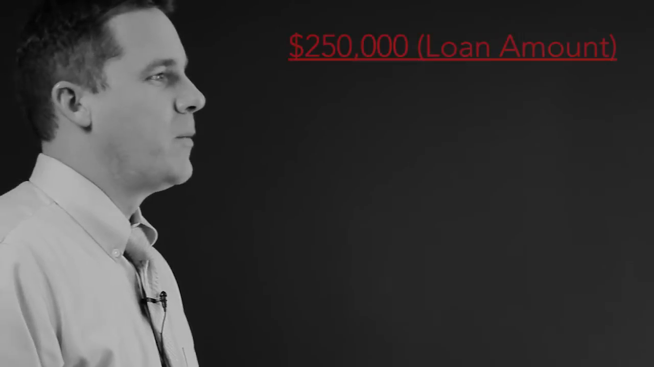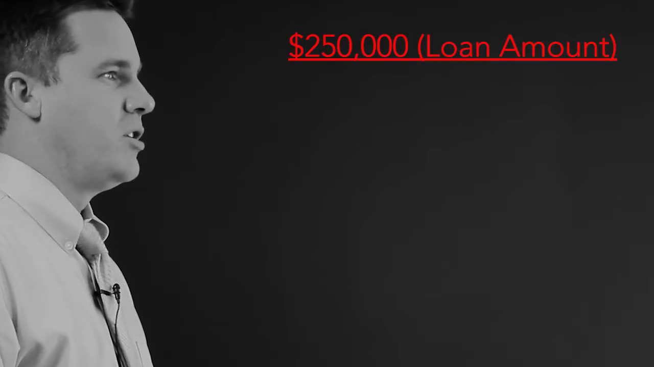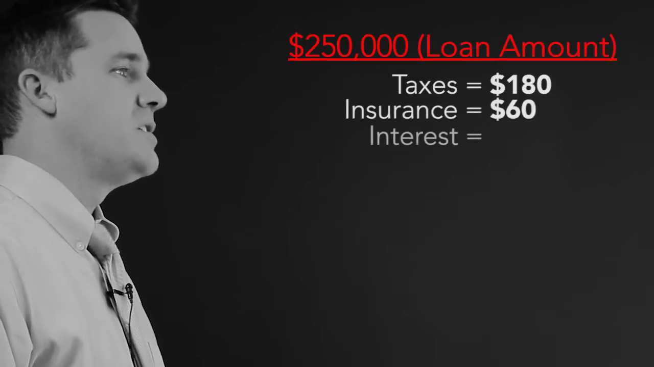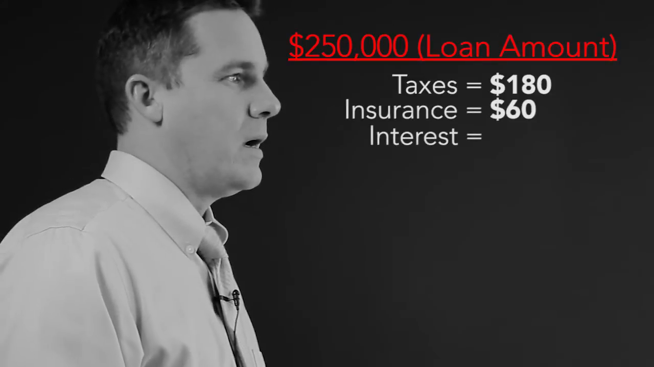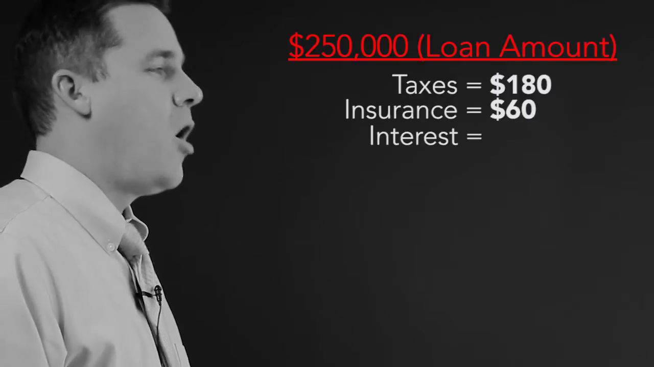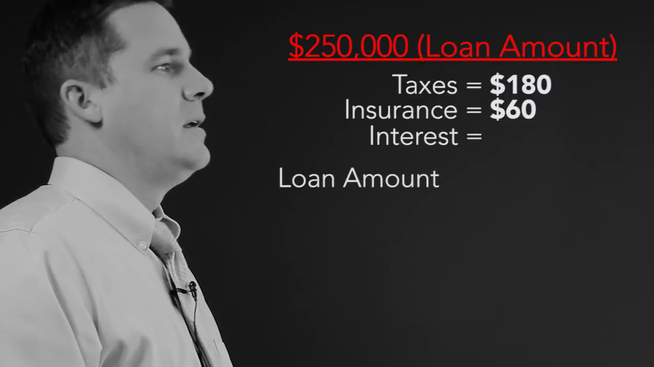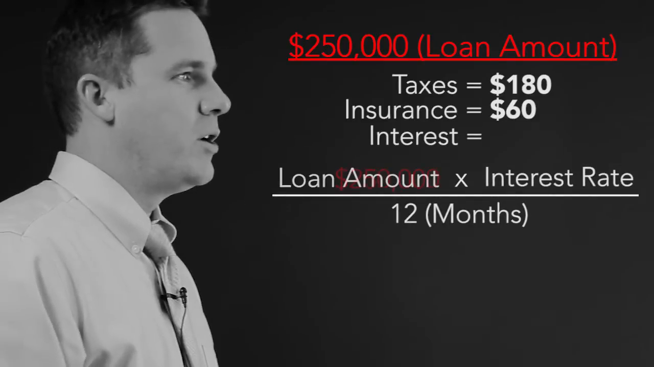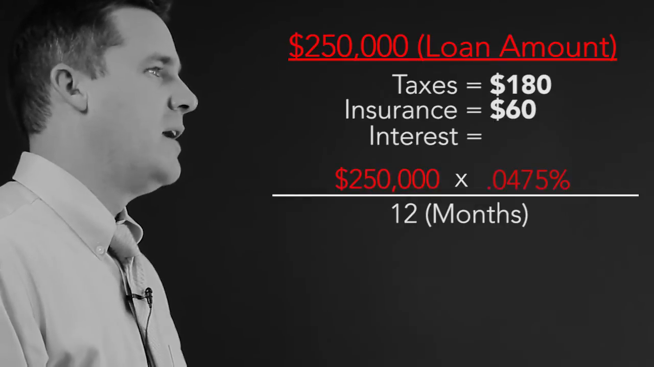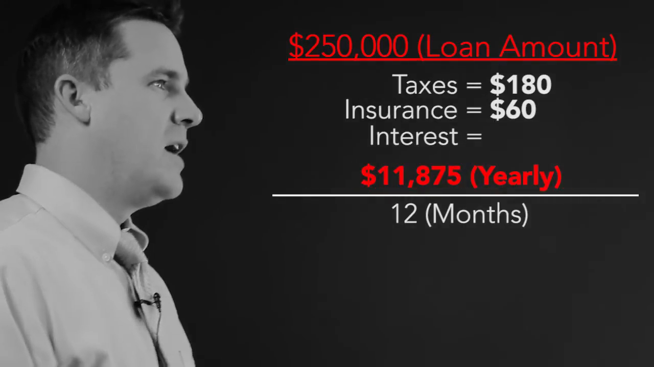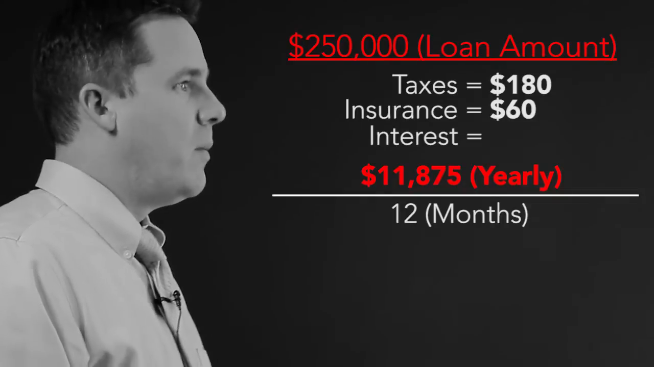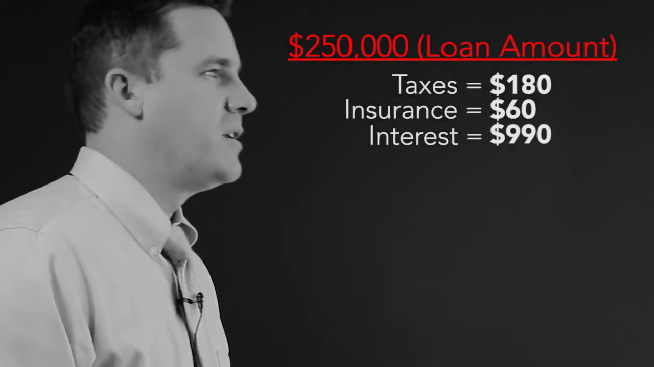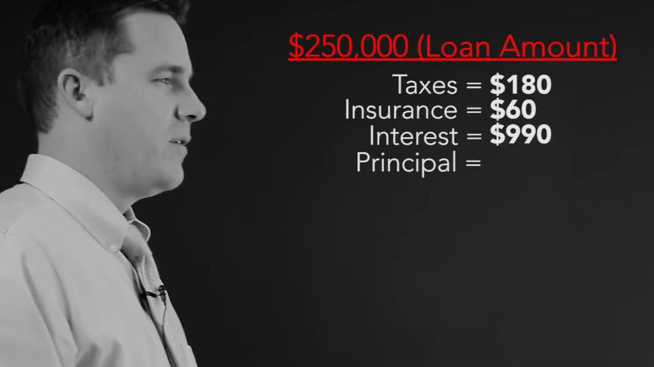Back when you started, here's how your payment was calculated. Your taxes and insurance are just given. Let's say $180 for taxes and $60 for insurance. The interest you can always figure out. And this is important. The amount of interest you pay is always equal to the current loan amount times the interest rate divided by 12 for months. So for the first payment, that's $250,000 times 0.0475. That's $11,875. And that's how much interest you'd pay for a year, but we want monthly, so we'll divide by 12 and get $990.